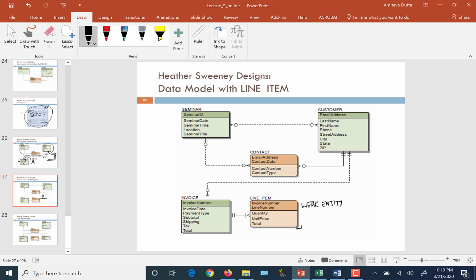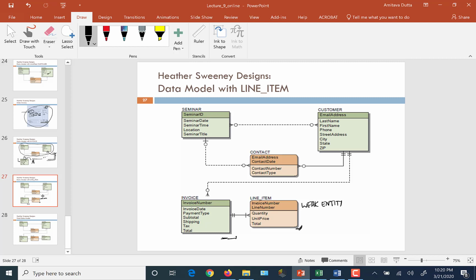So you can see the curved ends of the rectangle. And why is it set up as a weak entity? Because you can't have a line item unless you have an invoice. A line item cannot exist on its own. The only way it exists is as a part of invoice. That's why it's set up as a weak entity.